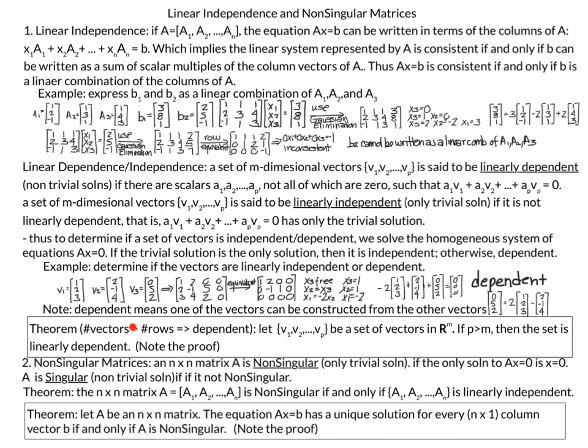We have this theorem where the number of vectors being greater than the number of rows will imply a dependent system. We talked about non-singular matrices, which have only the trivial solution for Ax equals 0. And it is singular if it has a non-trivial solution. And again, for singular and non-singular matrices, we're dealing with n by n matrices. We have this theorem for n by n matrices. It's non-singular if and only if the column vectors are linearly independent. And second, if A is an n by n matrix, the equation Ax equals b has a unique solution for every column vector b if and only if A is non-singular.